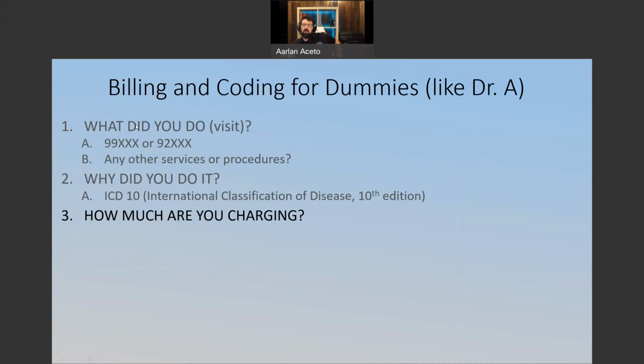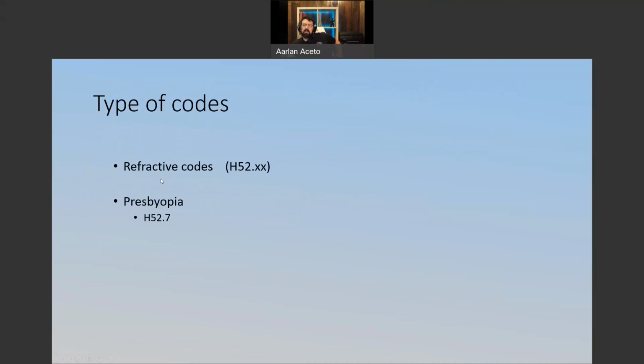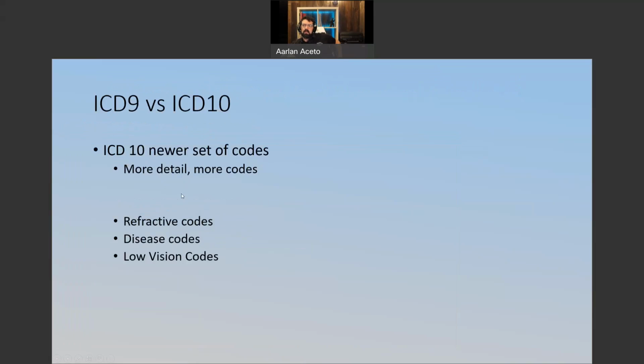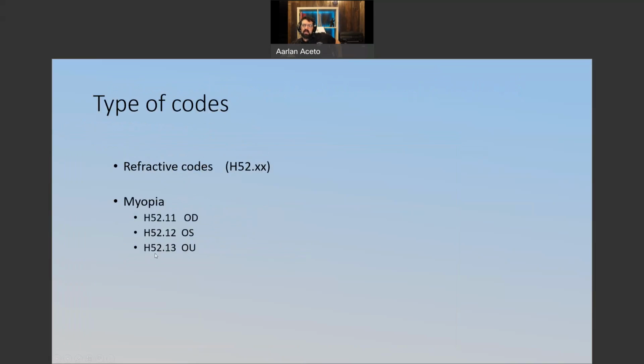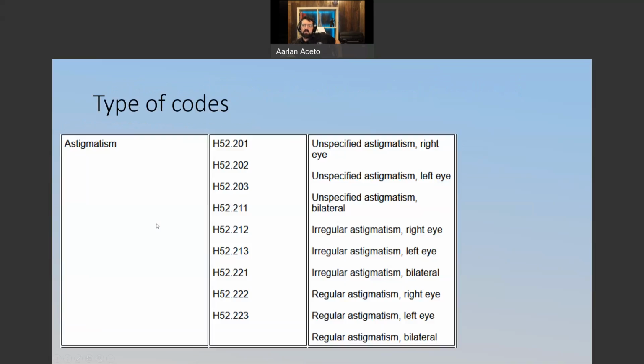And then finally, what did you do? Gave them eyeglasses or frames and lenses. V2020 for the frame, V2100 for -1 spheres OU. Why did I do it? They were myopic in both eyes, H52.13, and the claim would reflect that.